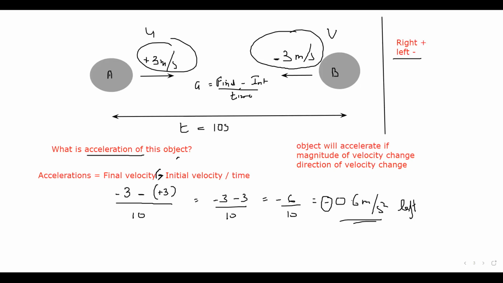Initial can be positive, it can be negative, but the formula is final minus initial divided by time. So this negative sign is not for initial velocity. This negative sign is for formula, that final velocity minus initial divided by time, as acceleration is change in the velocity.